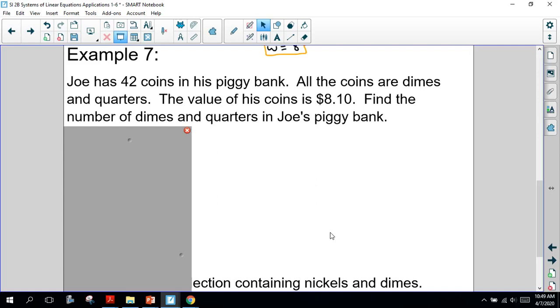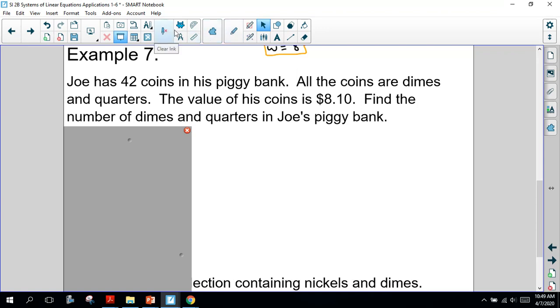Alrighty, here we're going to take a look at example 7 and 8 on the application sheet. Number 7 says Joe has 7 coins in the piggy bank. All the coins are dimes and quarters. The value of the coins is $8.10. Find the number of dimes and quarters.